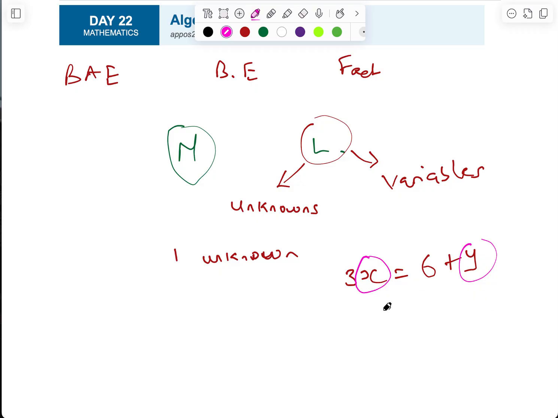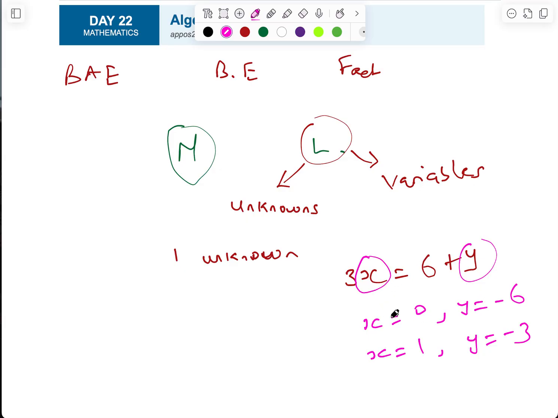For instance, one of the values that they can take here is that I can say x equals 0 and y equals -6. If you put that into this expression, it's actually going to be true. And I can also say that x equals 1, then y equals -3. If you put that into this expression, this is going to be true as well. So you can see that x and y can take as many values as possible. Therefore, they have become variables.